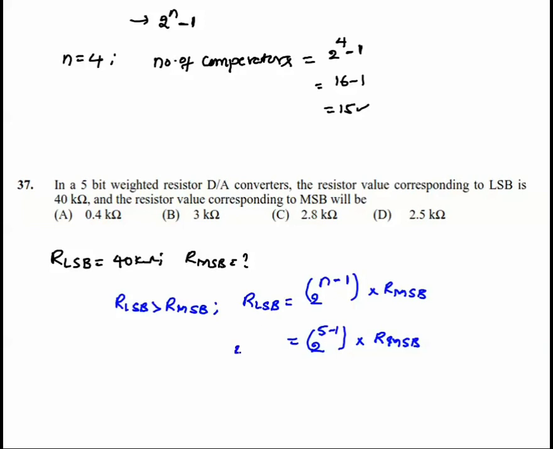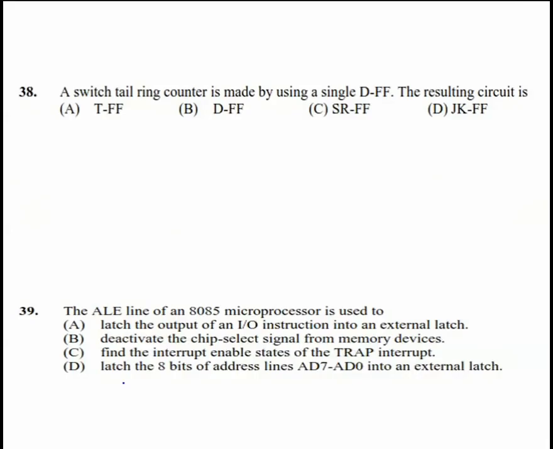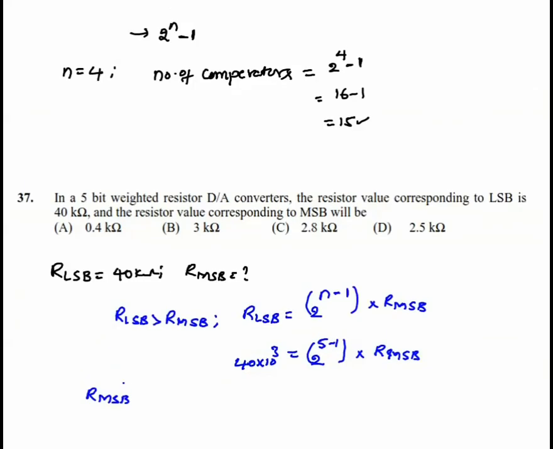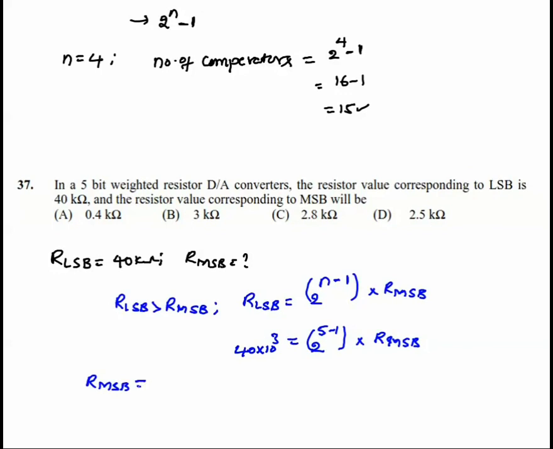So here RLSB is 40 into 10 power 3. From this, RMSB is equal to 40 kilo divided by 2 power 5 minus 1, that means 2 power 4, that is 40 divided by 16 into 10 power 3, which is nothing but 2.5 kilo ohms resistance. So option D is the correct answer.